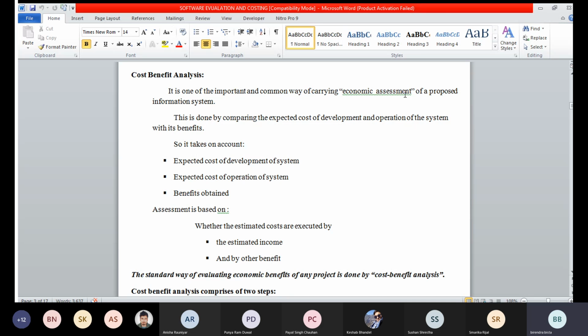We do this before the actual thing starts. So economic assessment of a proposed information system: we are looking into the software project, that's why we are calling this an information system. And how is this done? By the expected cost of development of a system, and this is an expected one. Until the things are done we don't know the actual cost, so we are looking at the expected cost of development of the system, expected cost of operation of a system, and benefit obtained.